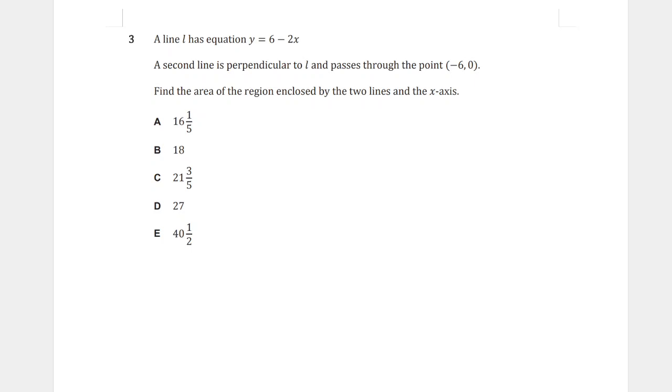Okay, question 3. A line L has the equation y equals 6 minus 2x. A second line is perpendicular to L and passes through the point minus 6, 0. Find the area of the region enclosed by the two lines and the x-axis.